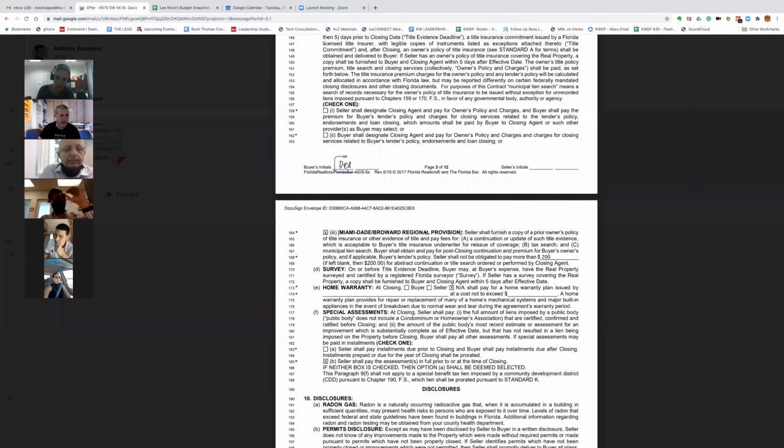Would you believe that out of the 70 counties in the entire state, Miami and Broward are the only 2 counties in the entire state that use a certain type of title? It's crazy. They use just a certain type of title that none of the other counties use, and we're going to say that the seller is obligated to pay $200 to continue the abstract title.